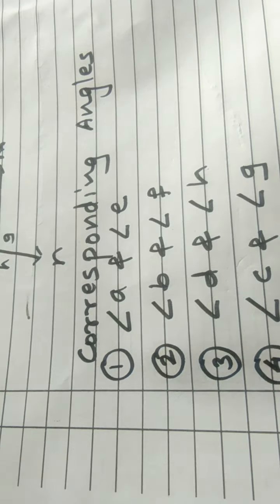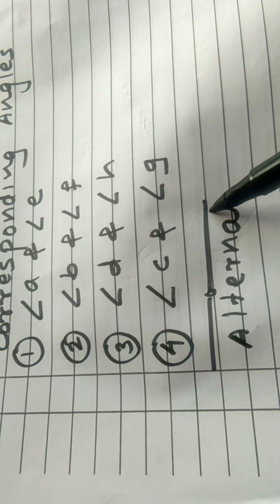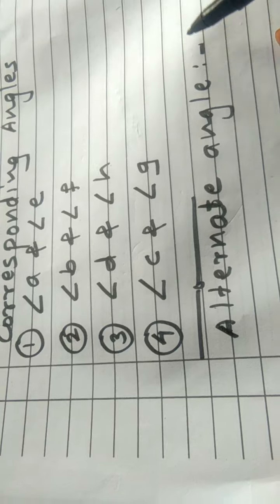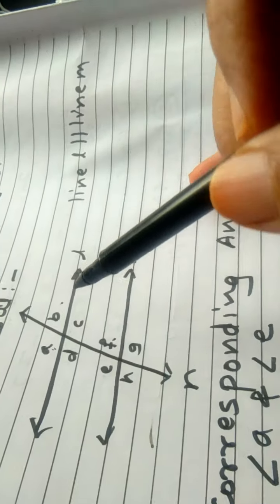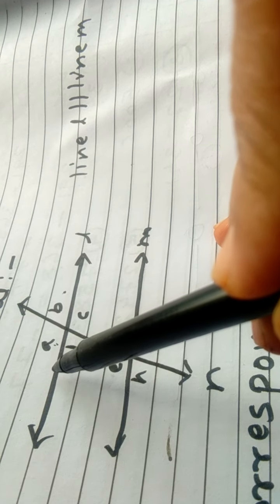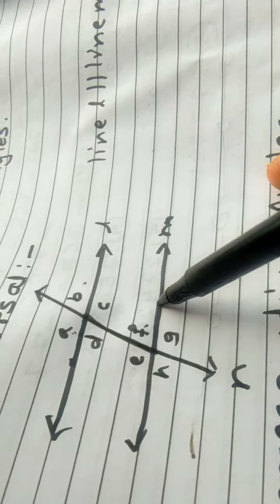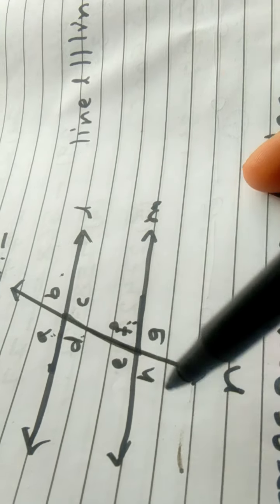Second pair is alternate angles. Now which are the alternate angles? Make the shape of Z. See this, this is the shape of Z. Which angles are there? Angle D and angle F.